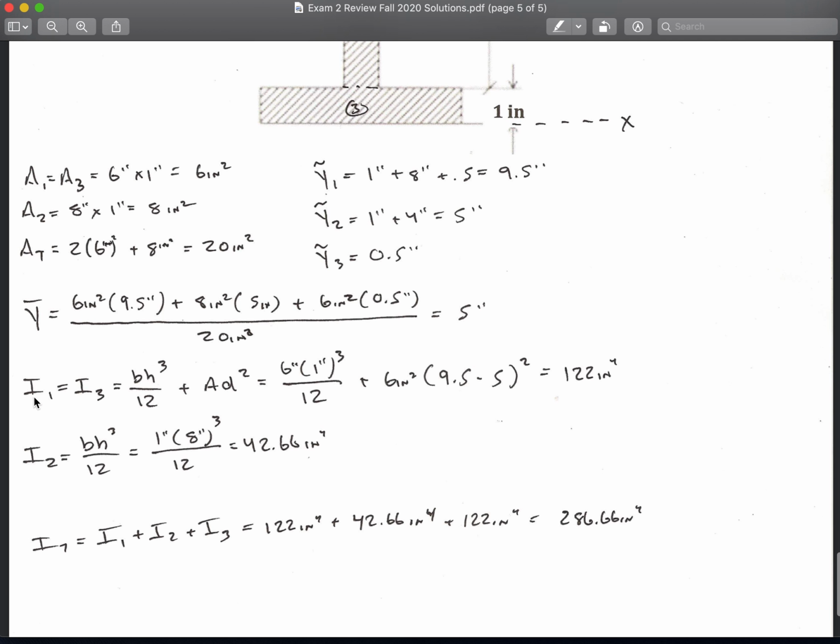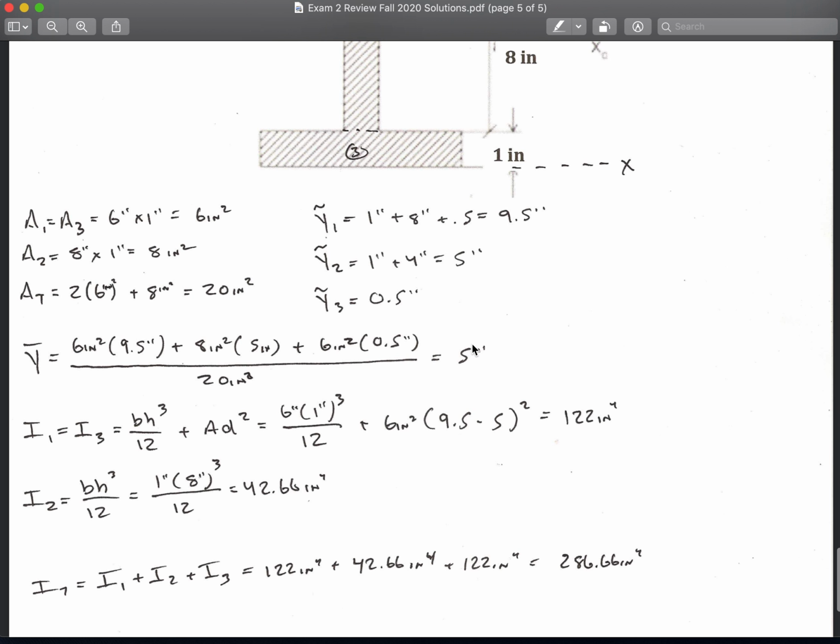Okay, so now I need to get the moment of inertia. The moment of inertia for part 1 and part 3 are the same, and you do need the parallel axis theorem, because notice that their individual y squiggles are not the same number as the overall y bar. So first I do base times height cubed divided by 12, so 6 inches times 1 inch to the third power over 12, plus their area, both of their areas are 6 inches squared, multiplied by 9.5 minus 5, squared.